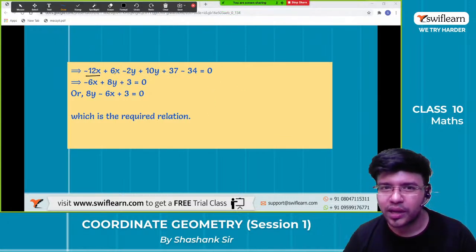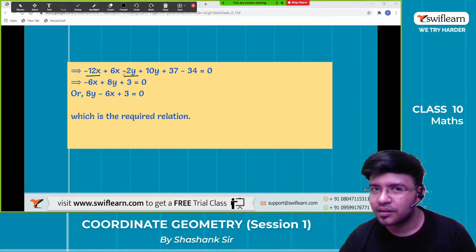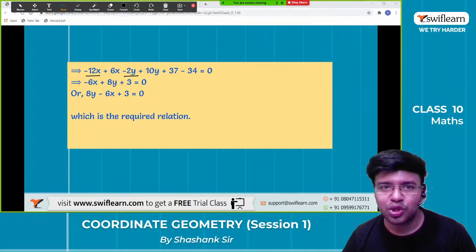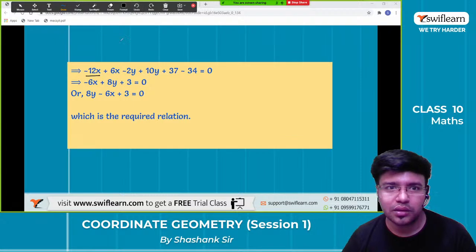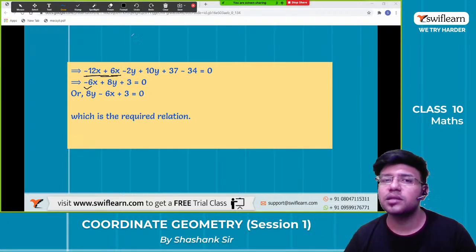12x minus 12x or minus 2y. How much is that? Okay, minus 12x and minus, underline this. Okay, minus 12x and plus 6x. Simplify this. How much do you get? Minus 12 plus 6 is minus 6.